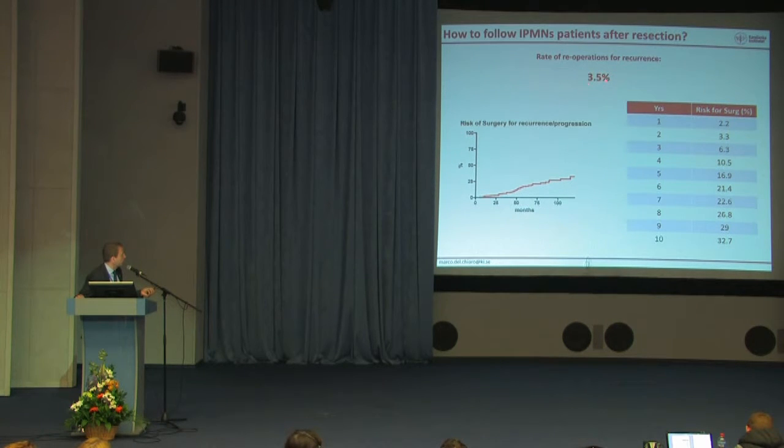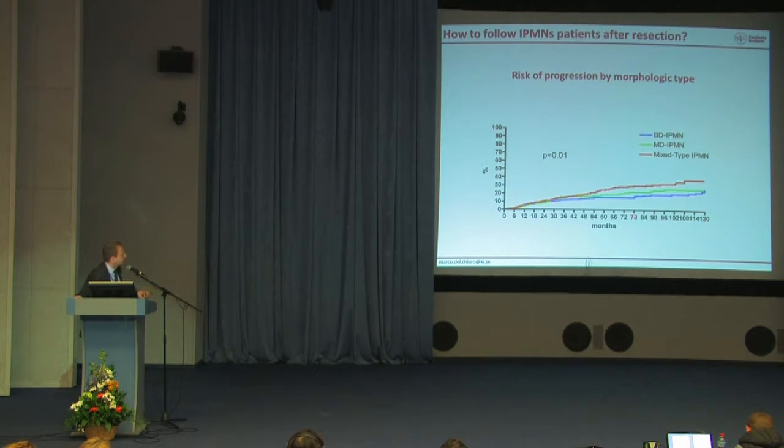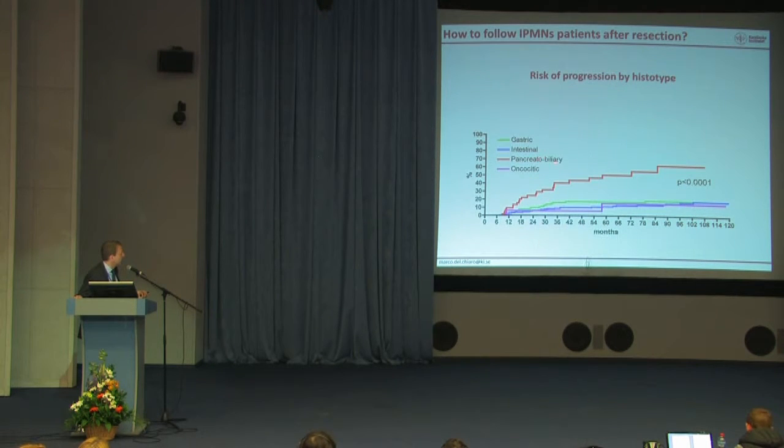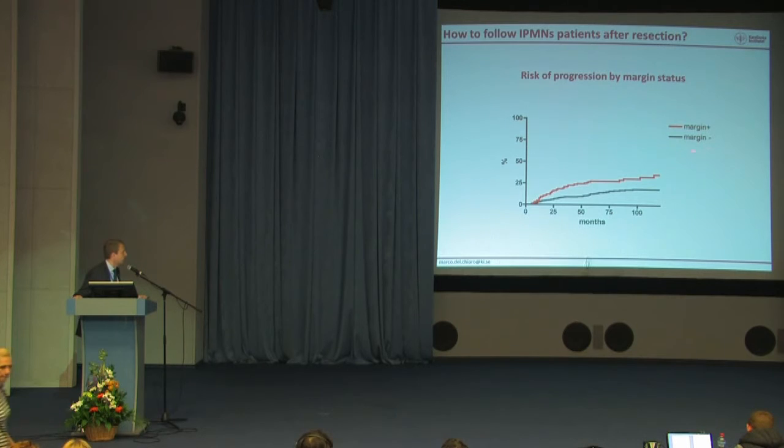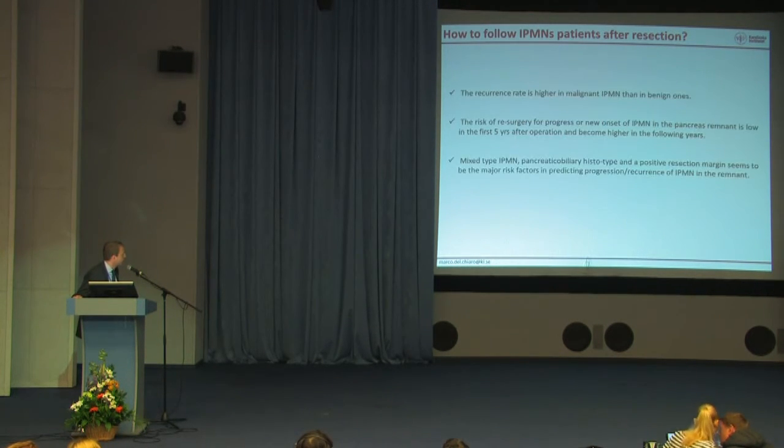Rate of reoperation was 3.5%, but was increasing during the time. So even in those patients who underwent surgery for IPMN, the risk of needing another surgery is increasing over time. And very interesting, we found that mixed type IPMN were associated with significantly higher risk for recurrence compared to main duct and branch duct IPMN. And the pancreatobiliary histotype was a risk factor for recurrence compared to the other histotypes. And finally, of course, a positive margin was a predictor of progression after resection.